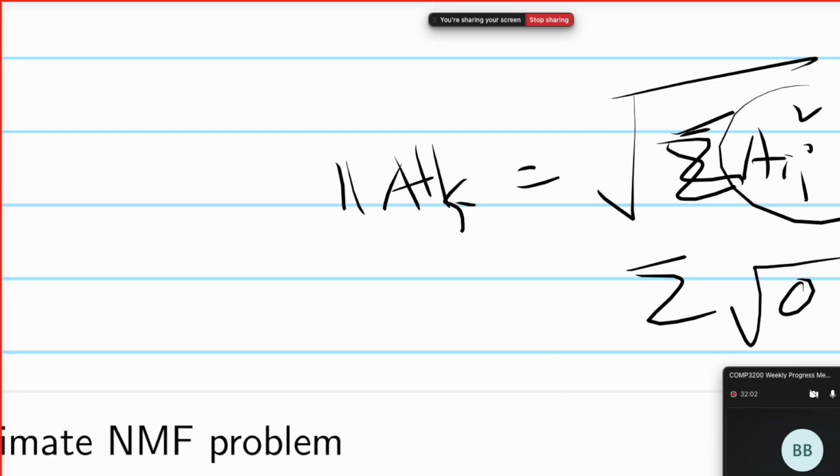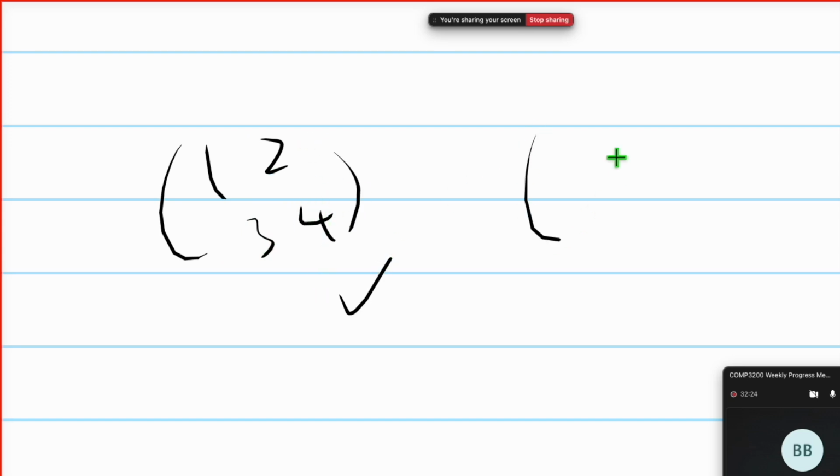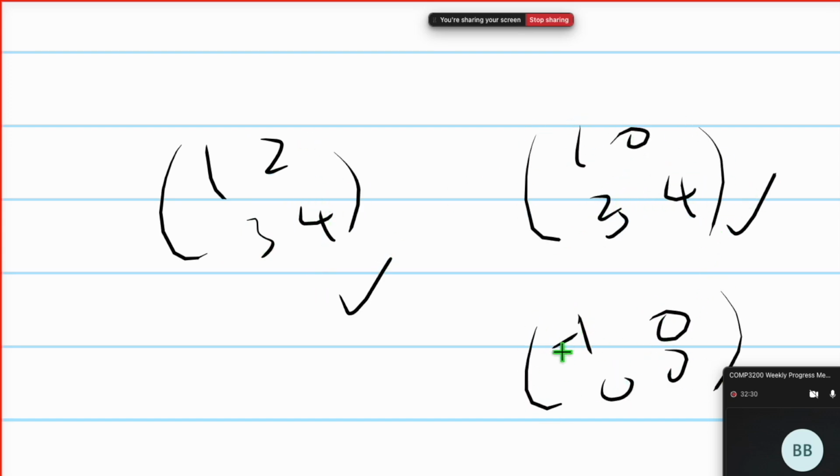What is the constraint here? We want the x to be, let's say, larger than 0. Any guy inside this cannot be a negative number. 1, 2, 3, 4. This is okay. 1, 0, 3, 4. This is okay. Negative 1, 0, 0, 0. This is not okay.